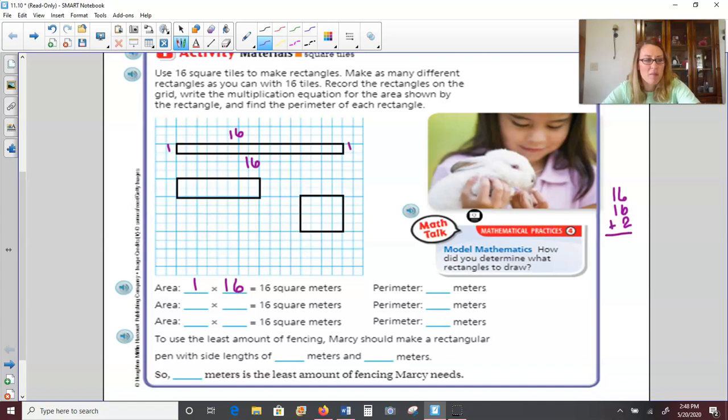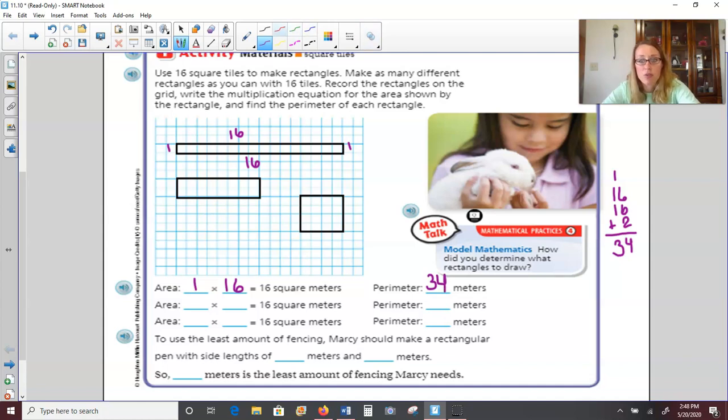I think this is going to be a pretty big one. 6 plus 6 is 12, plus 2 more is 14. Regroup. 1, 2, 3. Okay, so for that first rabbit pen, this would have a perimeter of 34 meters. So 34 seems like a big number.